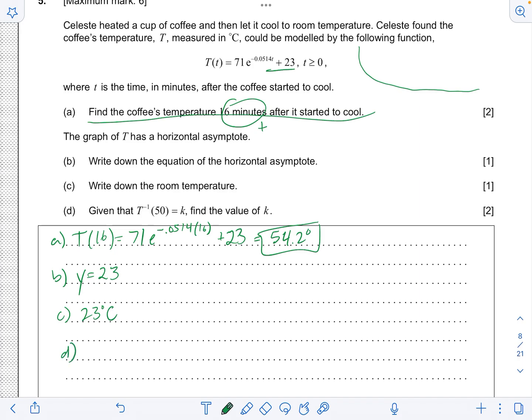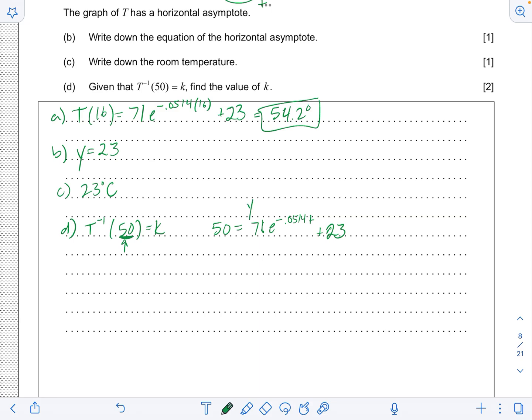And finally, part D asks for the T inverse, capital T inverse of 50 equals k, and wants you to give k. And what that means is that though normally we have our input value inside the parentheses, when we have an inverse function, that just tells us that the 50 is equal to T. So this equation becomes 50 equals 71 e to the negative 0.0514 t plus 23. And to solve this, I would just enter the equation itself into y1, and the 50 into y2, on your graphing calculator, and find the intersection. And when you do that, you get that t, or k in this case, is equal to 18.8.